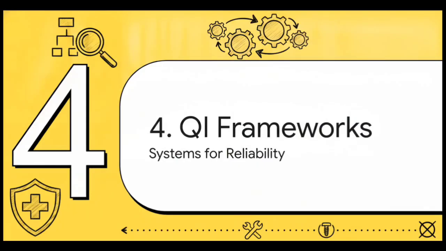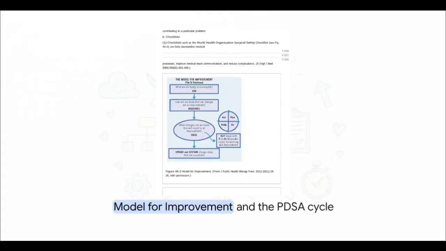Let's shift gears to Section 4, Quality Improvement Frameworks. We're moving from reacting to errors to proactively building highly reliable systems. First up is the Standard Model for Improvement. It uniquely combines 3 guiding questions. What are we trying to accomplish? How will we know a change is an improvement? And what change can we make? It pairs those with the PDSA cycle: plan, do, study, act. The key thing to remember is that this framework lets you quickly test changes on a small, controlled scale before rolling them out for broad institutional implementation.